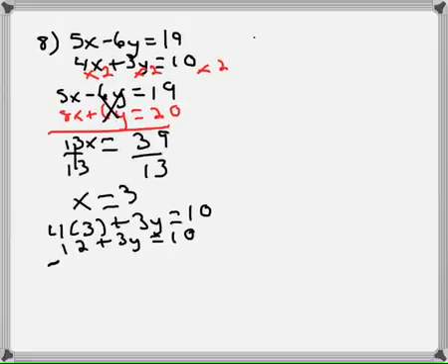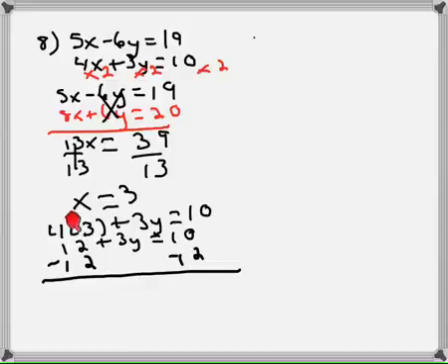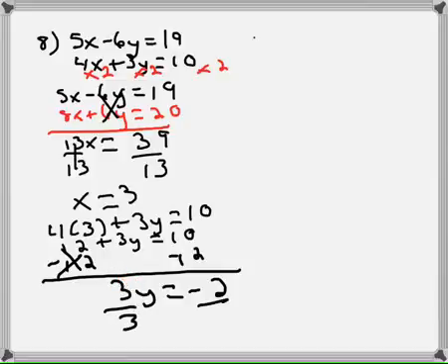Step 1, I get rid of the 12 on both sides. So if I subtract 12 here, I'm going to get nothing. So 3y equals 10 take away 12, negative 2. Now this is multiplication. What's the opposite of multiplying? Dividing, so divide by 3, and y equals negative 2/3.